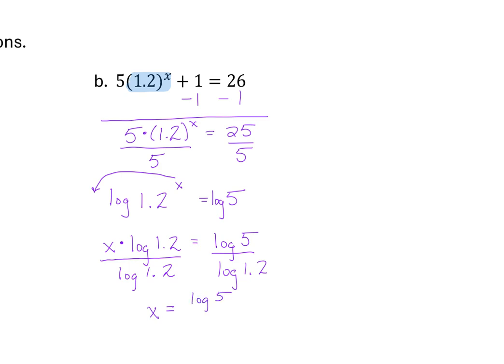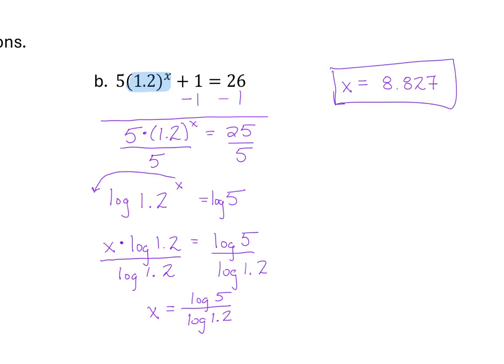Make sure that when you're working on your homework, you check what it wants. Our exact answer is log of 5 divided by log of 1.2. And then we want to probably approximate it, which is going to be a calculator problem. When I do this in my calculator, I get 8.827. And so that is our approximate answer.